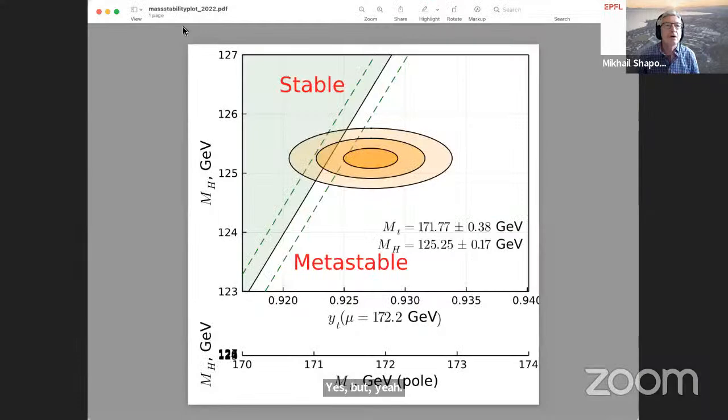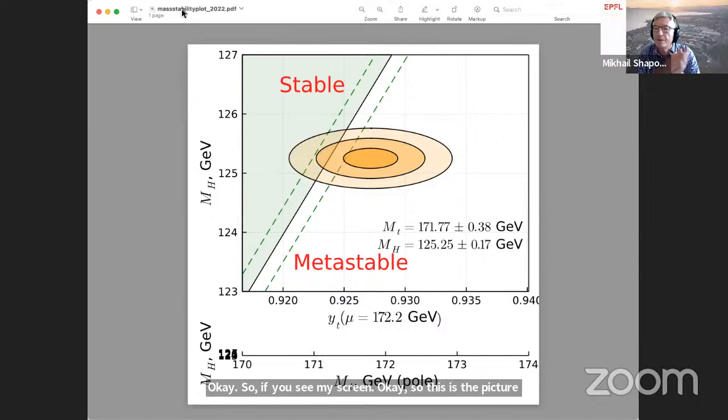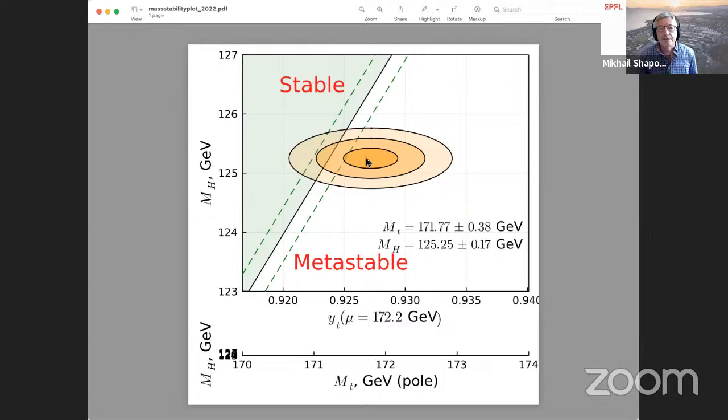Okay, so if you see my screen, this is the picture of metastability. Let me explain what is inside this picture. First of all, this axis here is the top quark Yukawa coupling, to be very precise, taken in the MS-bar scheme at some particular value. And this axis here is the mass of the Higgs boson. There are some central values for these measured quantities, and in particular the central value for the top quark mass is the one taken from the latest CMS measurement.